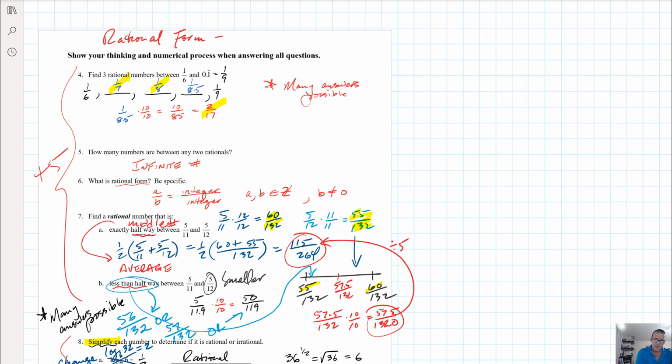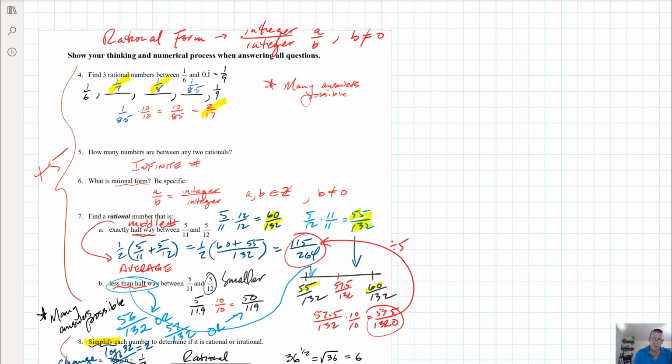Rational form is an integer divided by another integer. It looks like A divided by B, where B is non-zero, because you can't divide by 0. So I'm going to take a look at a different example here.